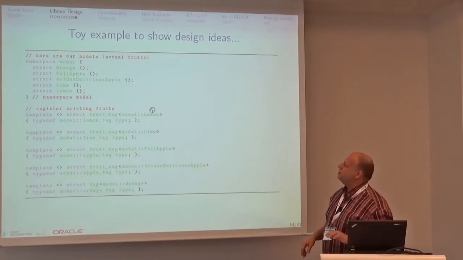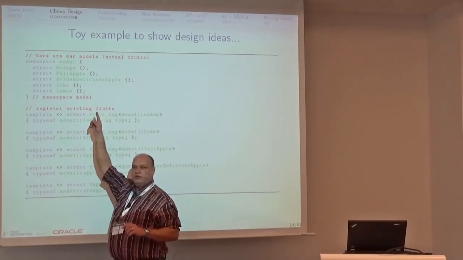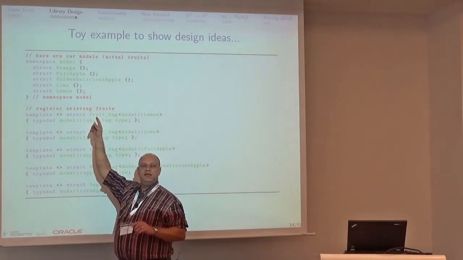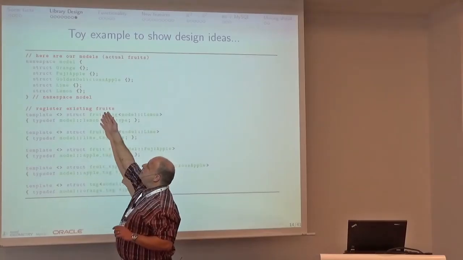So what is the next thing? The next thing would be to define our own fruits. This is why I use a model namespace. We also use a model namespace in Boost.Geometry for specific instantiations of geometric types. And here's what we have here.